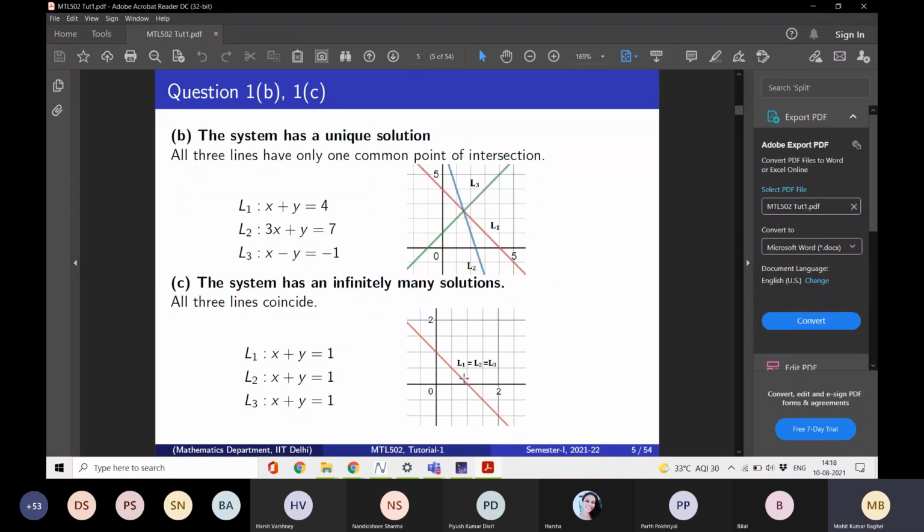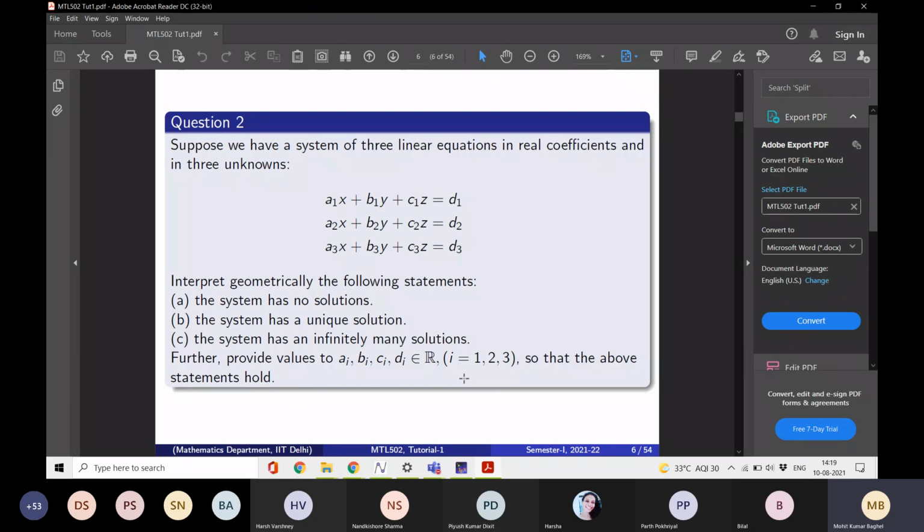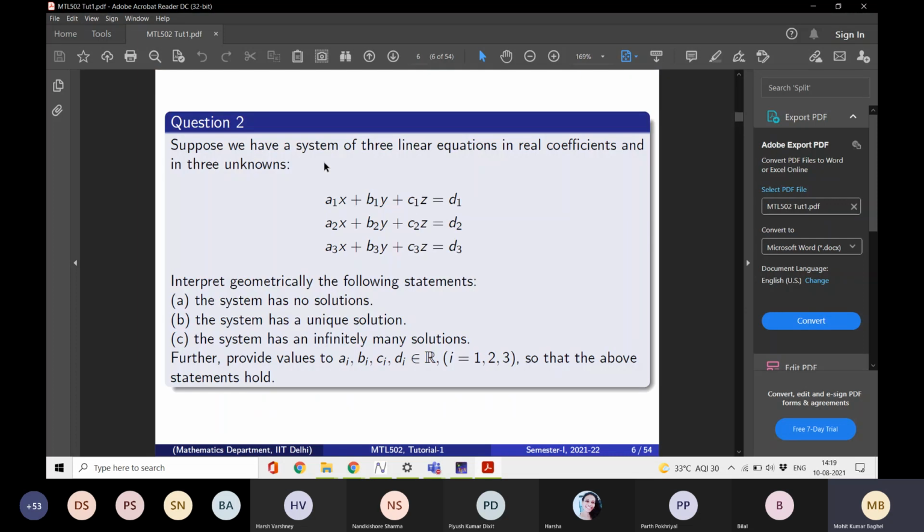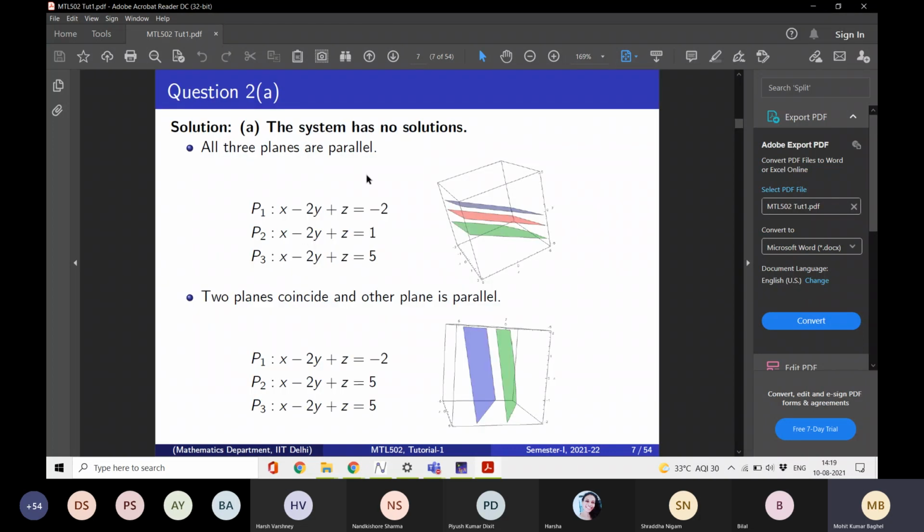So for question 2 also, the nature of the question remains the same, but here we have planes, so we have to be a little more careful about the cases. You can say all the planes are parallel. Again, to interpret it geometrically, because we have to give some particular values for a1, b1, c1 and d1 for the three equations, we have taken some particular examples.